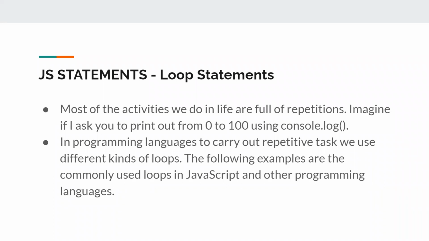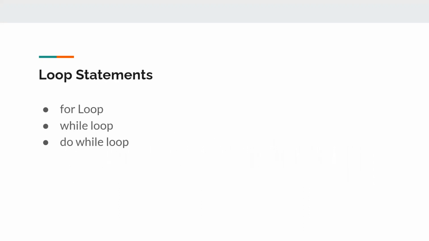So in programming language, to carry out repetitive tasks, we use different kinds of loops. In this class, we'll be looking at some of the basic loops we use in JavaScript. So we'll basically be looking at for loop, while loop, and then the do while loop. Let's just go down this slide, and then as usual, we'll go to our VS Code and see the implementation of all these guys. So this is what we'll actually be talking about tonight, this loop statement.